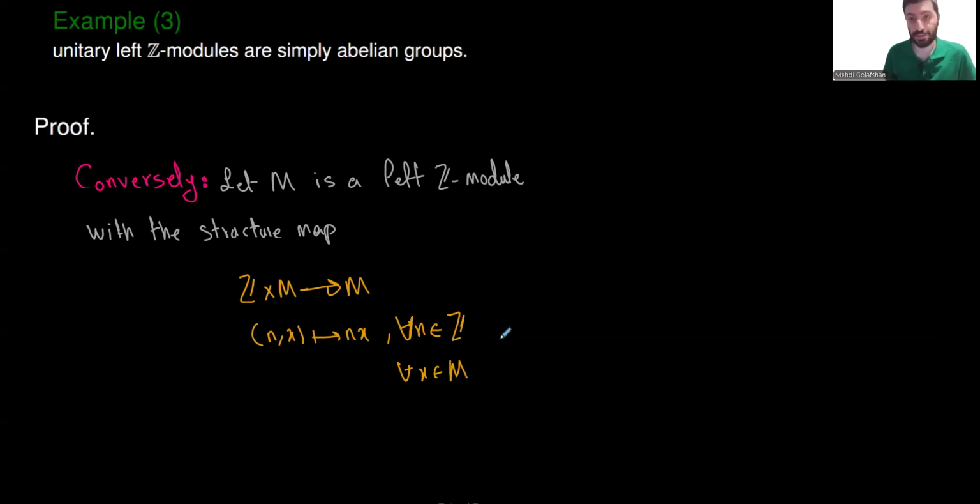So we want to show that n times x is equal to nx, for all n and for all x in the module. So let's do it.